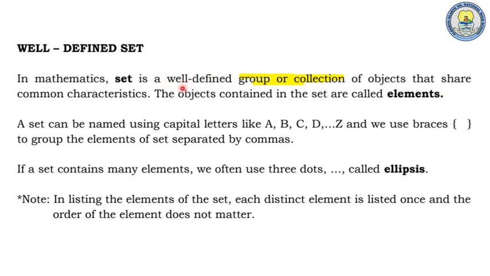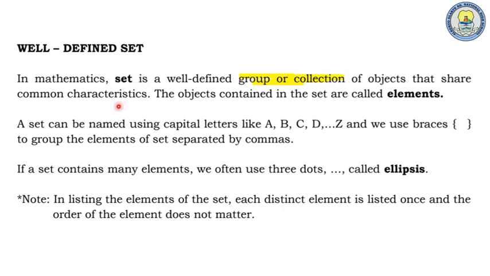Ihalimbawa natin na ang set ay isang bahay. Tapos, meron siyang nakatirang pamilya. So, tinatawag natin itong elements. So, the set is the house and the elements are the family. So, elements are the objects in a collection that is a set.